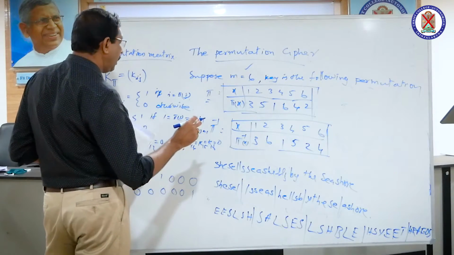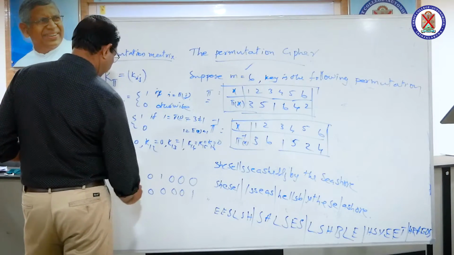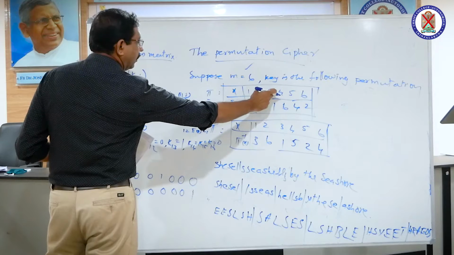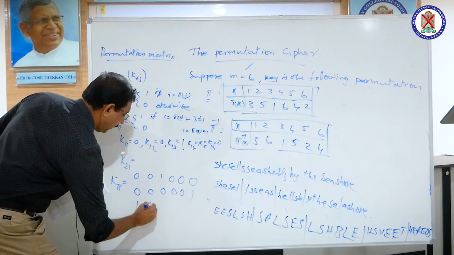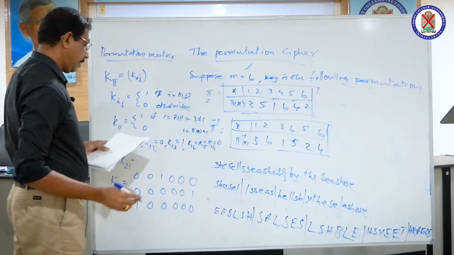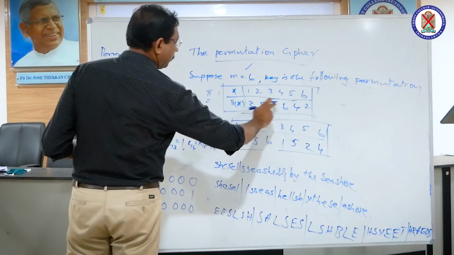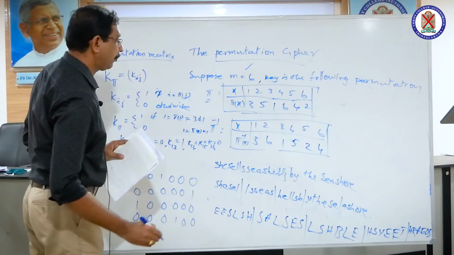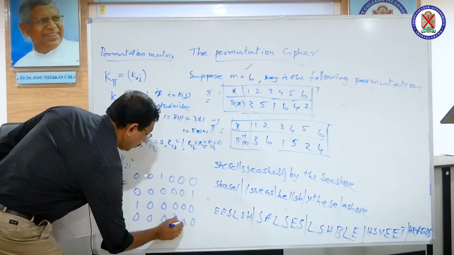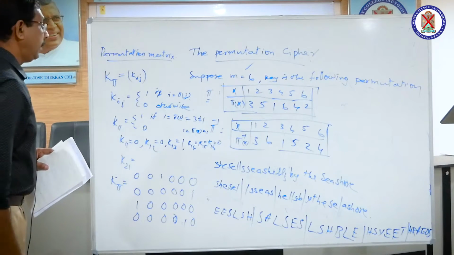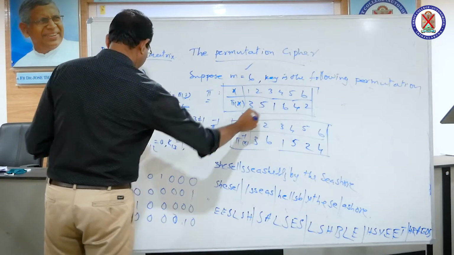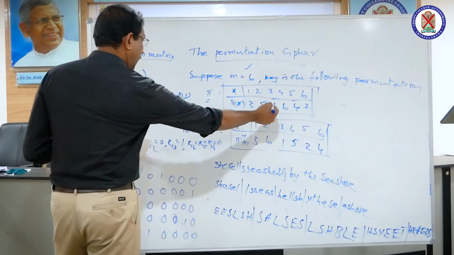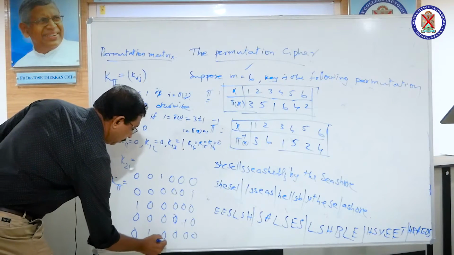The next one is the 3rd row. Here 3 is coming in the first position, so we have 1 in the first position. The next will be the 4th one. What will be the position of 4 here? 4 is in the fifth position, so we have 0, 0, 0, 0, 1, 0. Next, the 5th one is in the 2nd position, therefore 0, 1, 0, 0, 0, 0. And the 6th is in the 4th position, we have 0, 0, 0, 1, 0, 0.